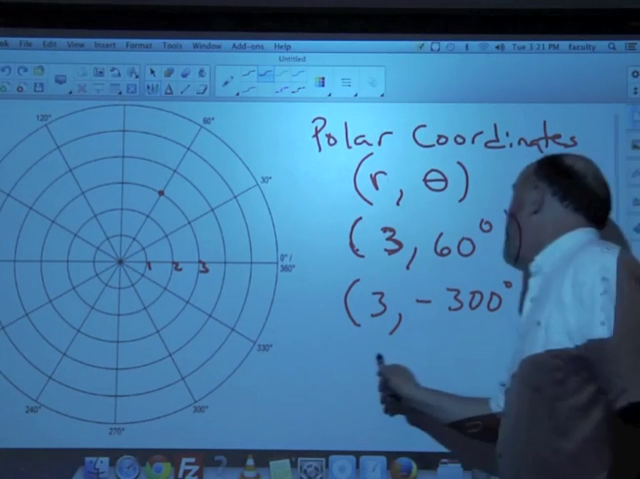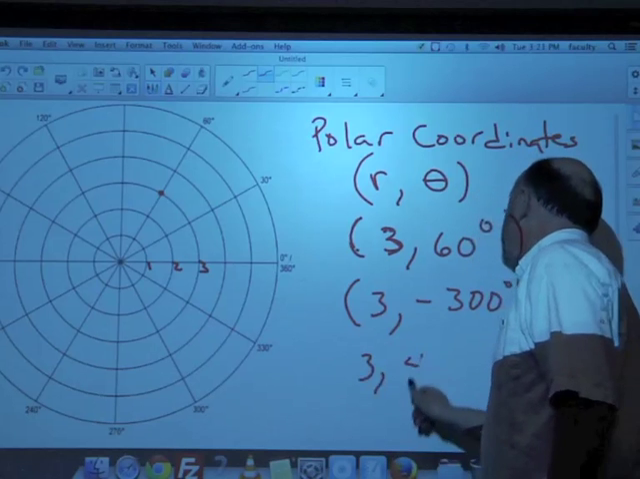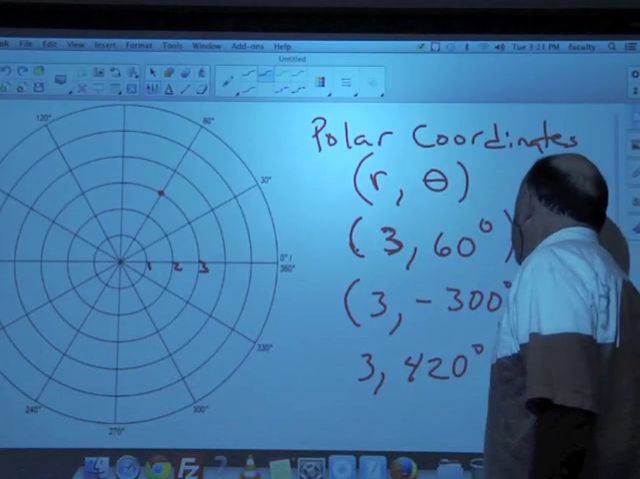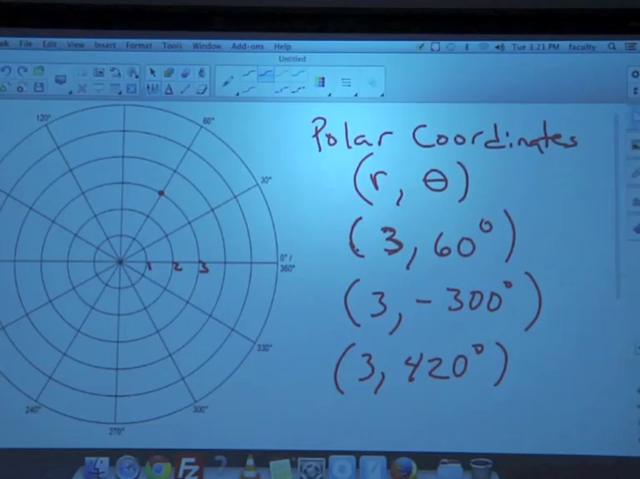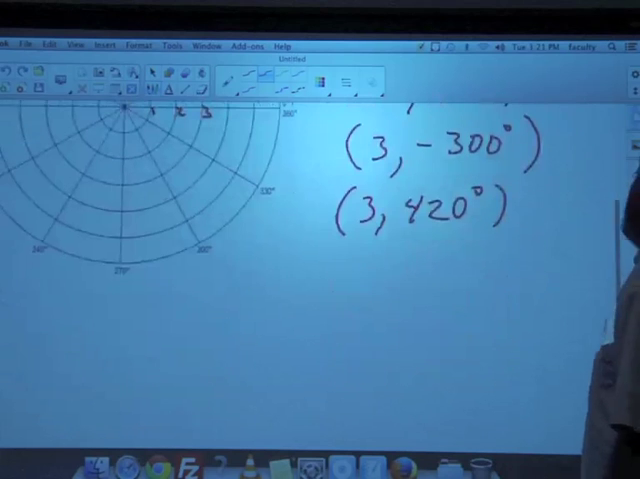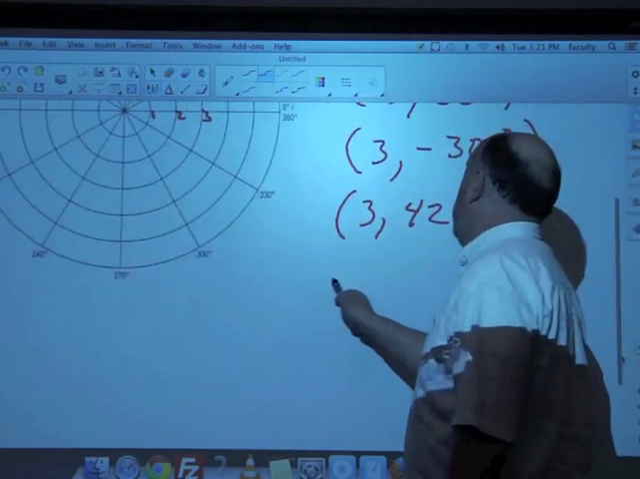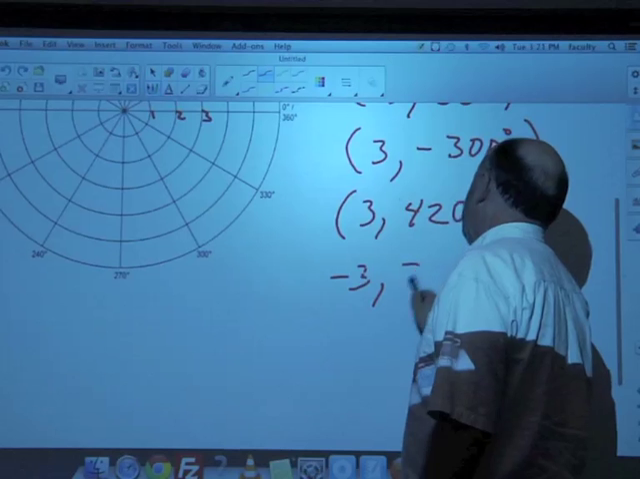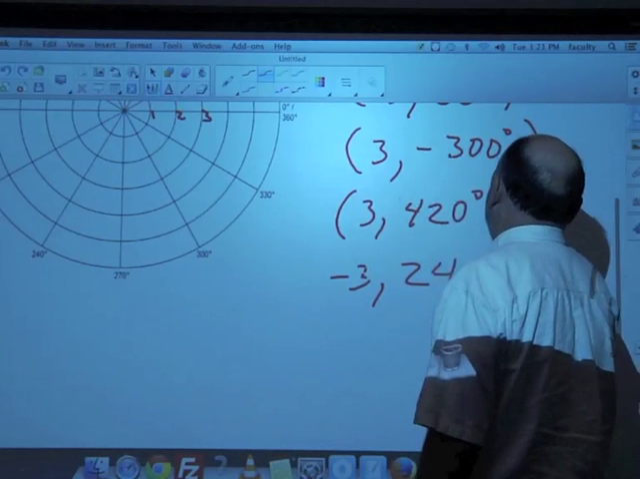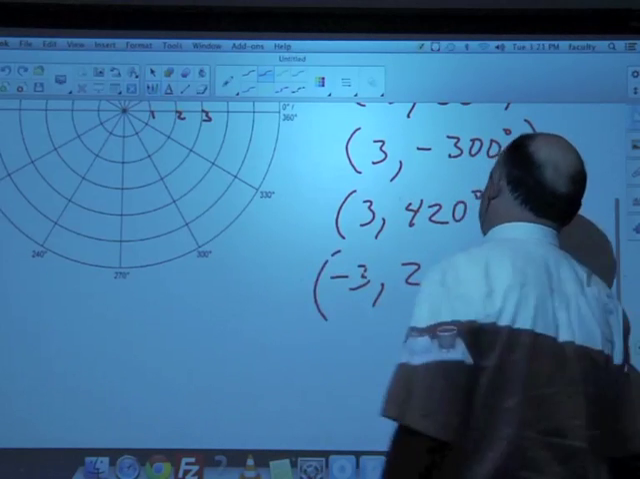The point 3, 360 degrees is the same as 3, negative 300. It's also the same as 3, 420 degrees. They all give me to the same spot. Right? It's also the same as saying negative 3, 240 degrees.